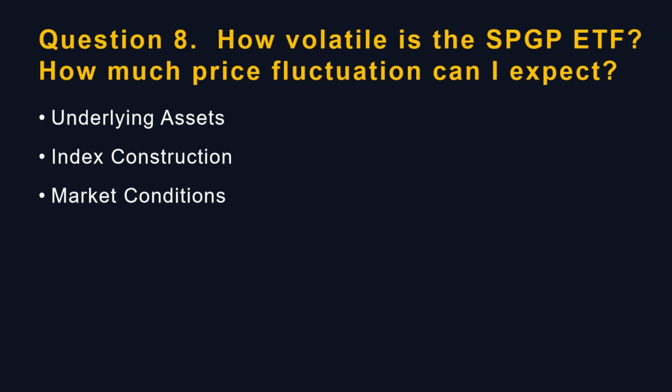Growth stock focus. However, SPGP's focus on growth at a reasonable price through the S&P 500 GARP index introduces an element of growth stock characteristics. Growth stocks, by their nature, are inherently more volatile than value stocks due to their dependence on future earnings potential. If these companies fail to deliver on their growth prospects, their stock prices can experience significant swings.